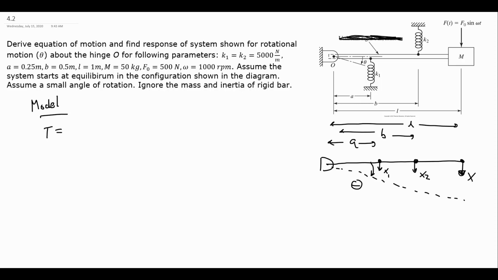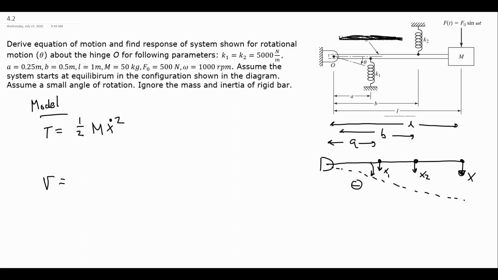I'll start with the kinetic energy. It will be a little bit more straightforward because the only thing that will have kinetic energy is the point mass at the end, m. We are ignoring, again, the mass of the bar itself, and the springs have no mass. So only one term will have translational kinetic energy. Since we are assuming small angles of deflection, we're going to assume that m travels only vertically. So 1/2 m x dot squared.